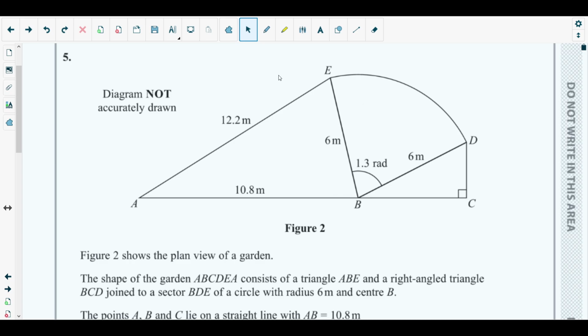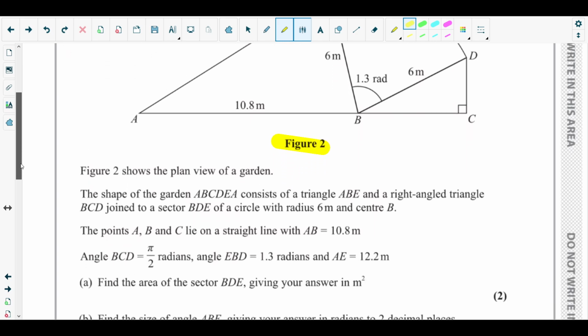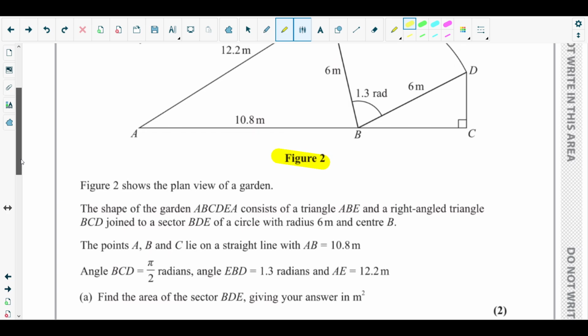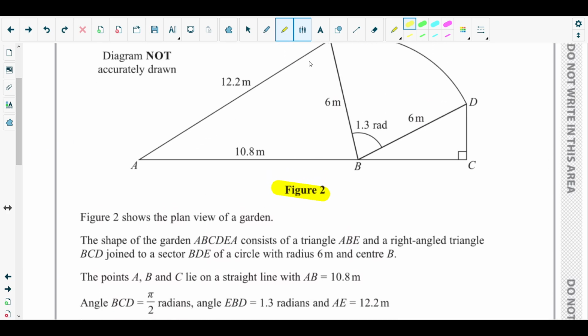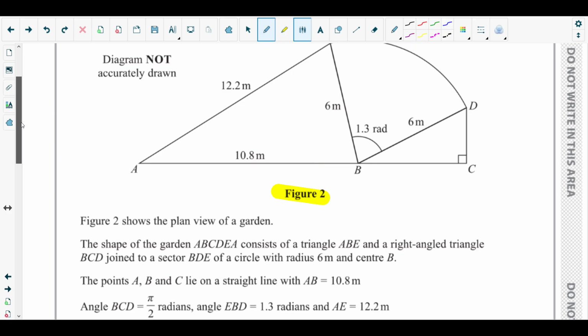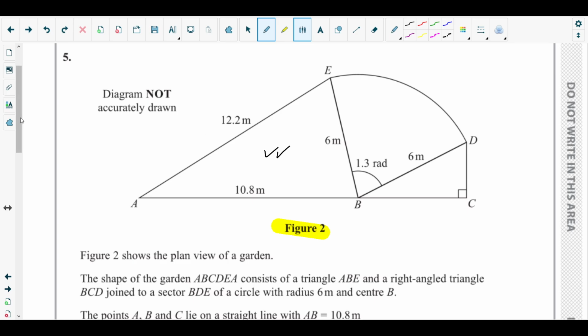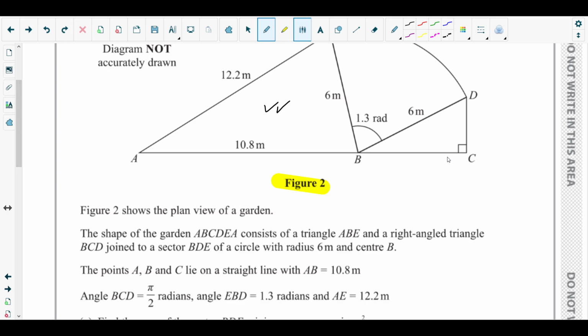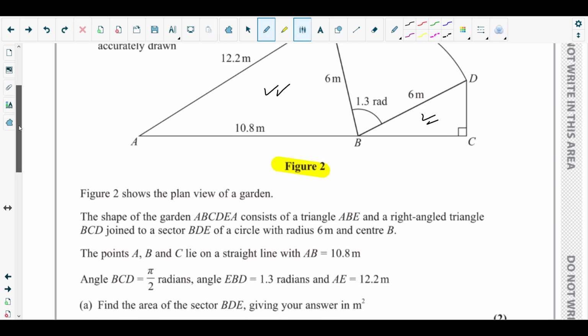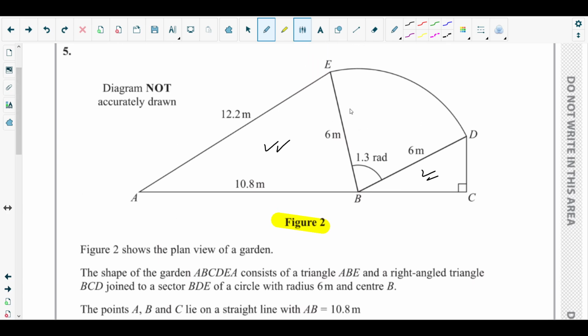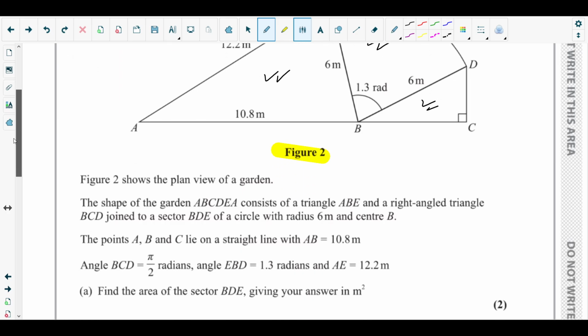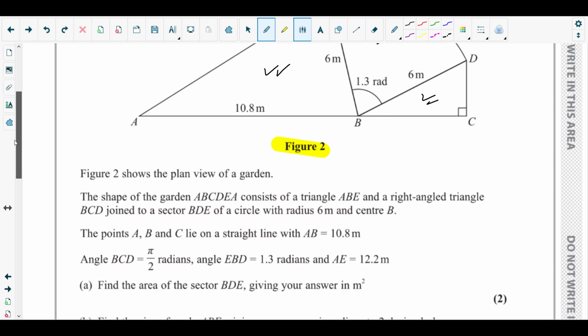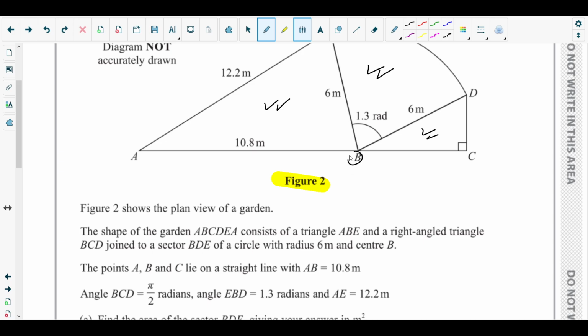Right at first in question number 5 you can see a figure, figure 2, which shows the plan view of a garden. The shape of the garden ABCDEA consists of a scalene triangle ABE, this triangle, and a right-angled triangle BCD, joined to a sector BDE. Where's the sector BDE? It's a sector of a circle with radius 6 m and center B.